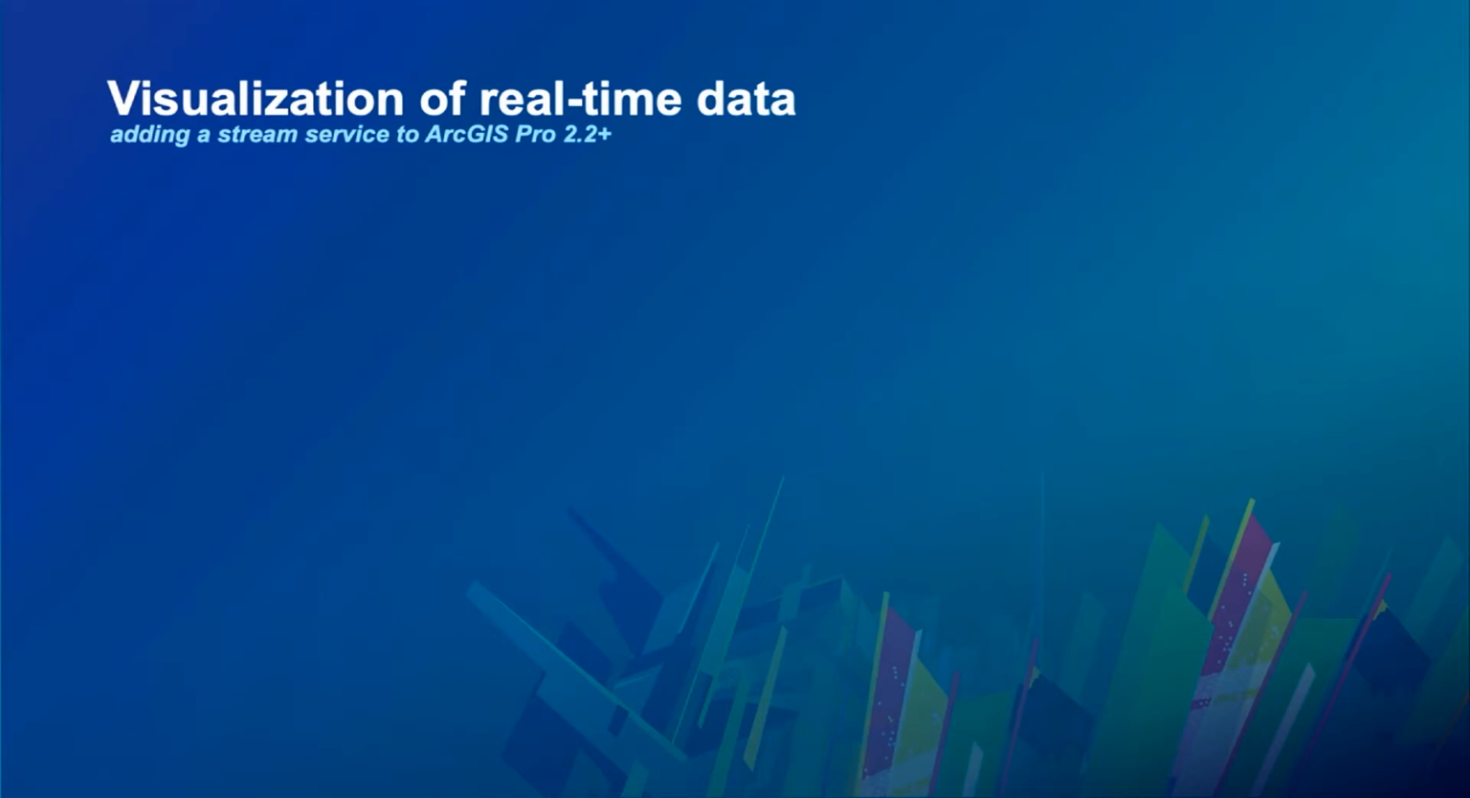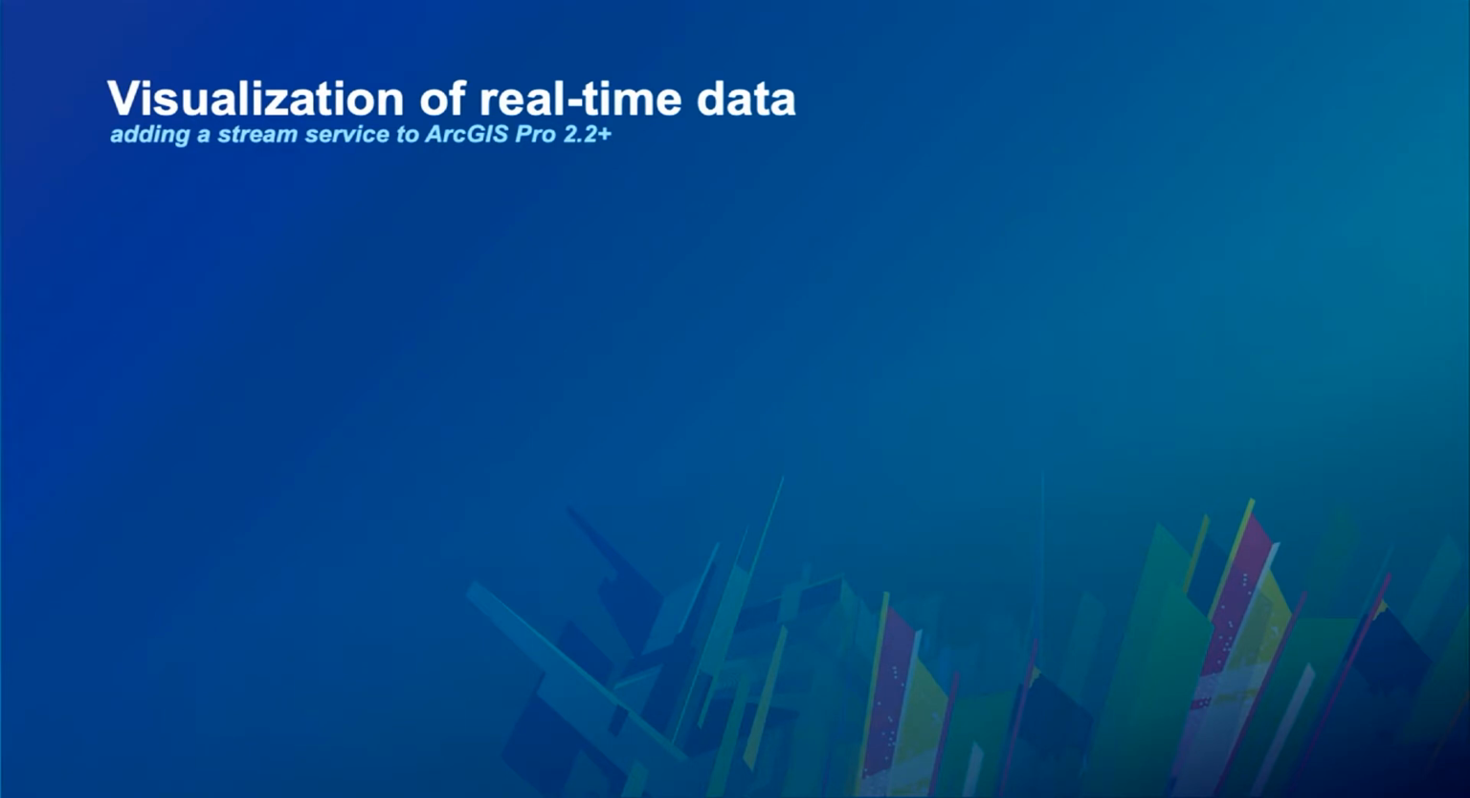So as I mentioned, one of the chief limitations of a stream layer in a traditional web map is some of the limits that you have to the types of renderers. You only have basically a single renderer per layer.